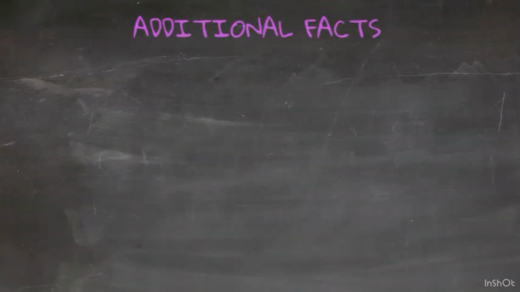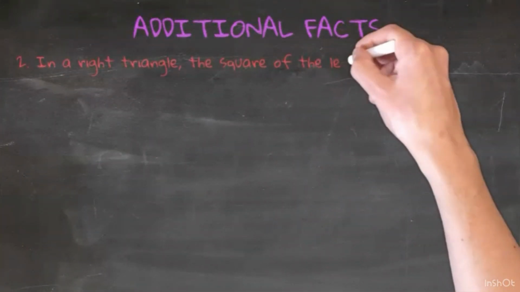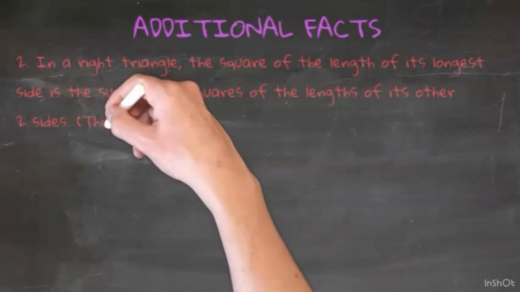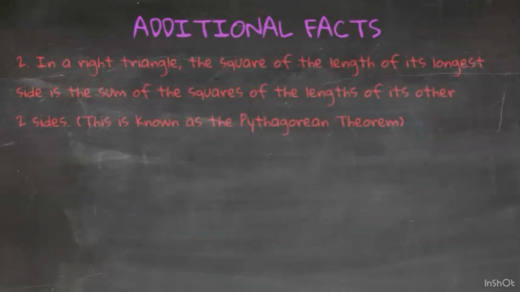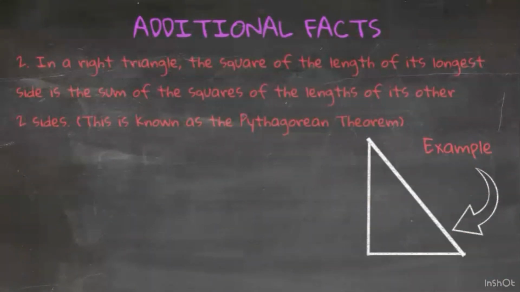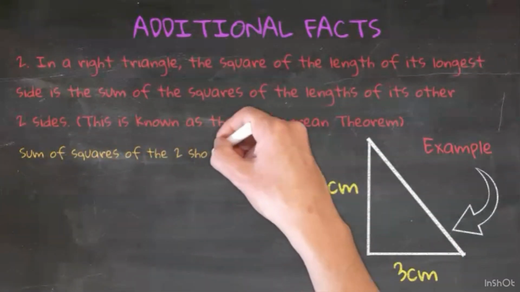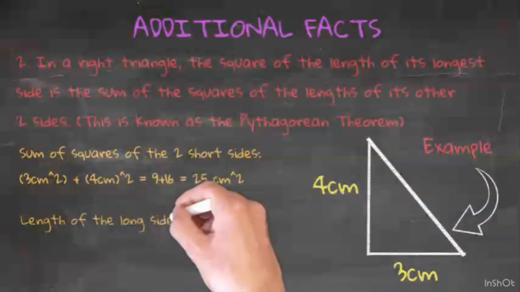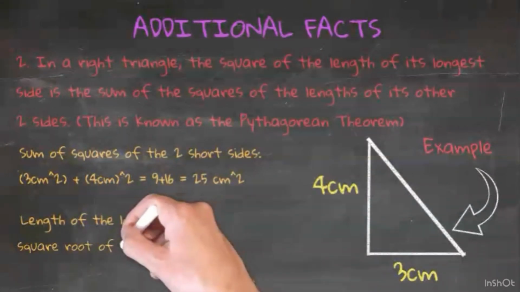Second of all, in a right angle triangle, the square of the longest side is the sum of the squares of the 2 shorter sides, which is known as the Pythagorean theorem, which we will explain in depth in a later episode. For example, if 2 short sides of a right triangle are 3 cm and 4 cm, then the square of the longer side is 3 squared plus 4 squared, which is 9 plus 16, which equals 25. To find the longer side itself, you take the square root of that result, which is 5 cm.